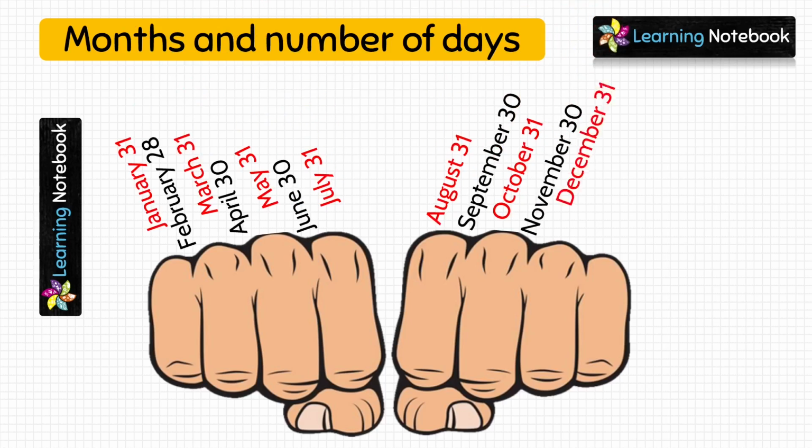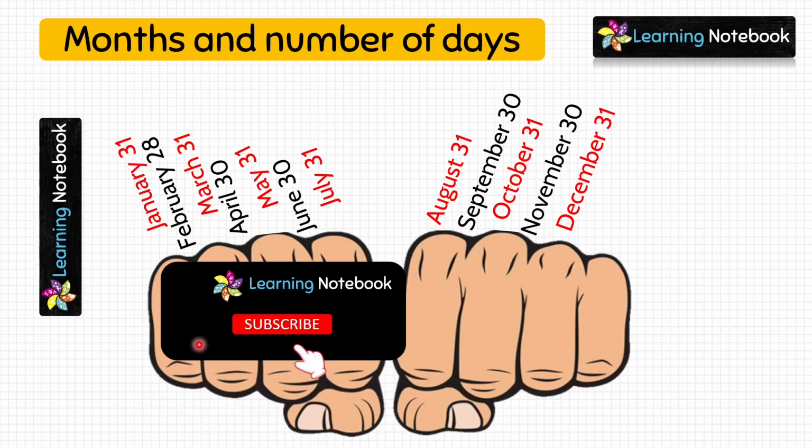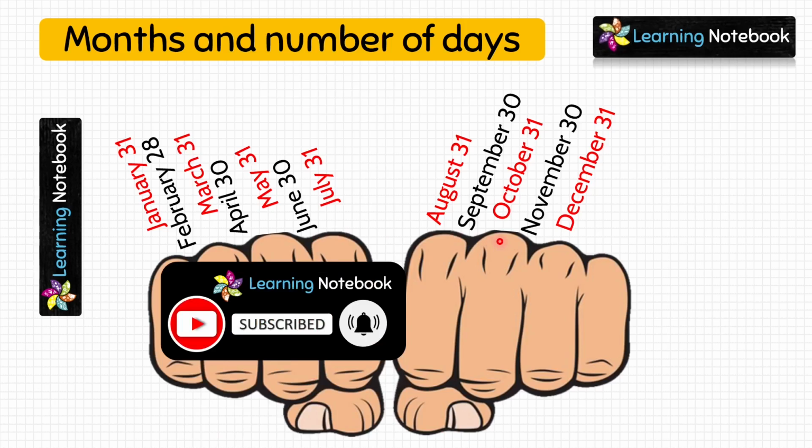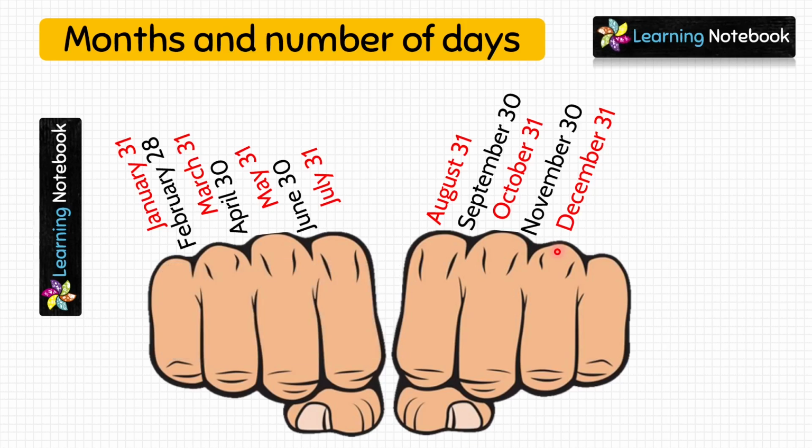If the month is on knuckle, these are the knuckles, right? So if the month is on knuckle, then the month has 31 days. Otherwise, the month has 30 days except February. Students, you can count from any side, either left to right or right to left.